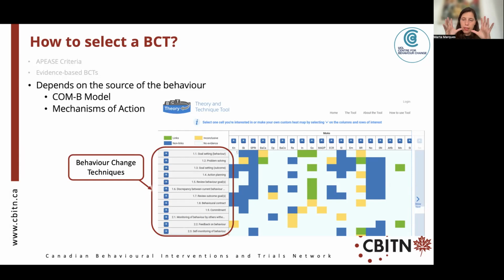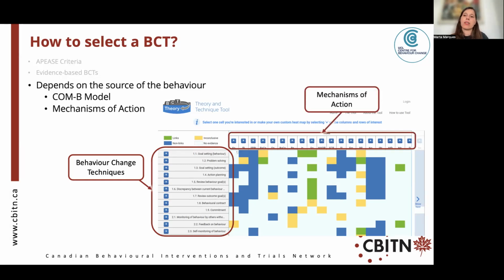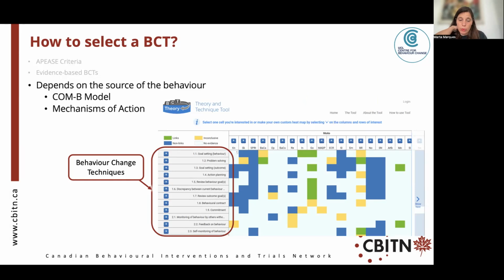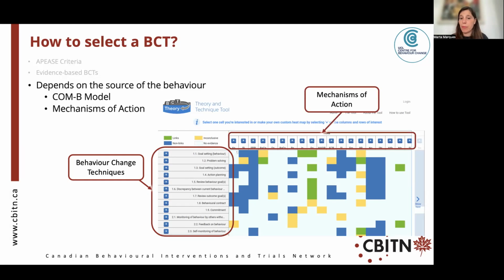And if you go to the tool, it's a dynamic tool. You will see on the left side a list of behavior change techniques. It doesn't have the 93. It has a smaller set, but it's still a big set of behavior change techniques. And you have a list of mechanisms of action. So aspects related with knowledge, with skills, with capabilities, with optimism, all of those constructs that I described before are here in the list of mechanisms of action. I think it's 26, if I'm not mistaken. And then you have links between the behavior change techniques and each of them.